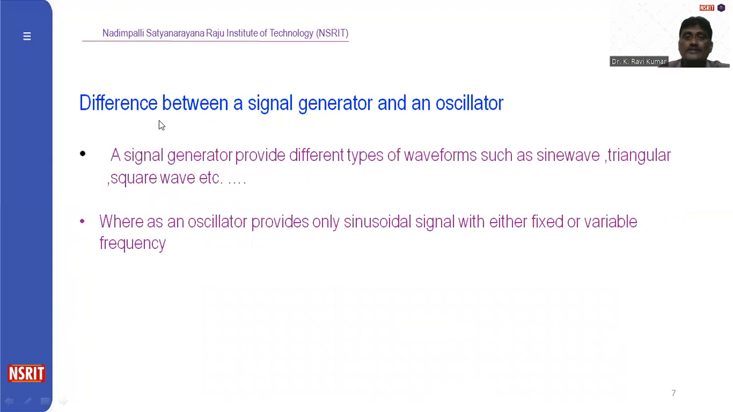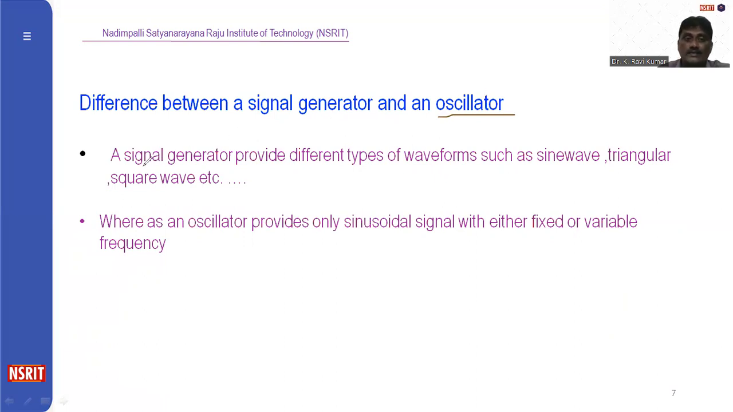What is the difference between the signal generator and the oscillator? Already we have previously discussed different types of oscillators: the Wien-Bridge oscillator, Colpitts oscillator, Hartley oscillator, as well as the LC oscillator. So from that, what is the difference between a signal generator and an oscillator? An oscillator is a device which will generate the sine wave without any input signal. With the help of DC, it will generate the sine wave.